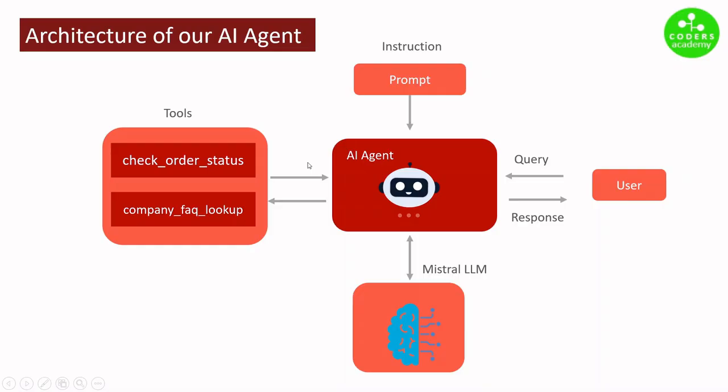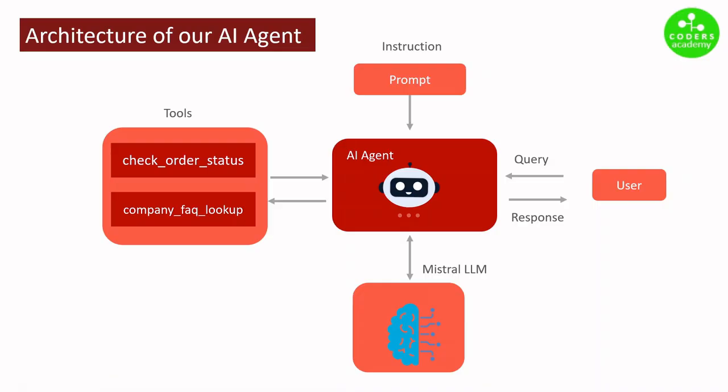In this video, we will be building a custom AI agent for a support use case. Now let's take a look at the architecture of our AI agent. When a customer asks a complex question like, where is my order 1234 and what's your refund policy? A regular LLM stalls because it doesn't have live data. Our agent solves this using a ReAct loop, reasoning and acting.